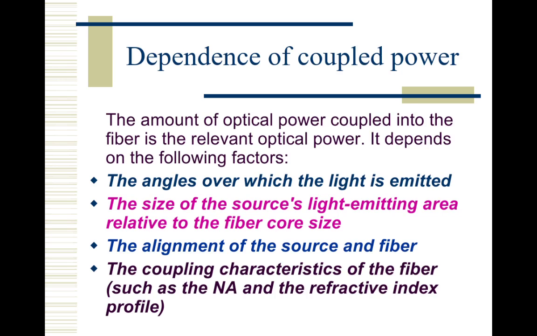Dependence of coupled power. The amount of optical power coupled into the fiber is the relevant optical power. It depends on the following factors: the angle over which the light is emitted. We have seen the acceptance angle and critical angle. If the optical power coincides with the critical angle, then most of the power, we can't say 100%, but most of the power we can capture inside the optical fiber. Next, the size of the light emitting area of the source relative to the fiber core size; the alignment of the source and fiber; and the coupling characteristics of the fiber, such as the numerical aperture and refractive index profile. So these are some of the factors for the optical power required.